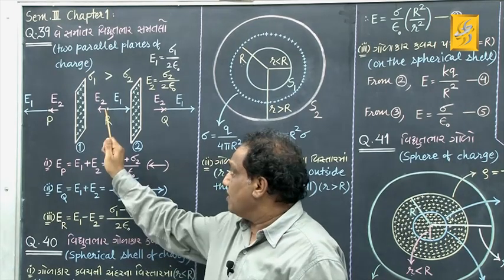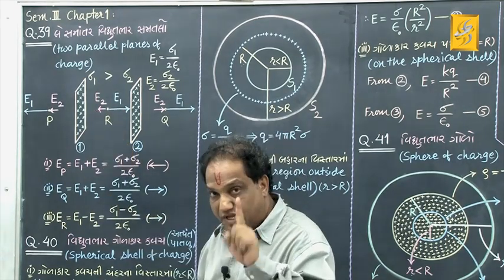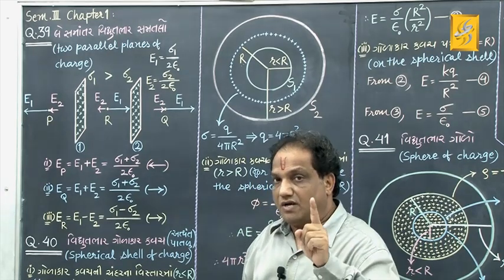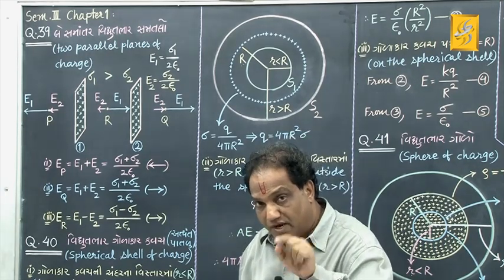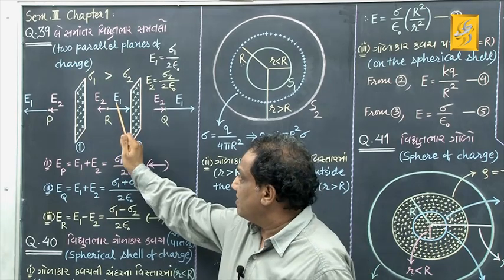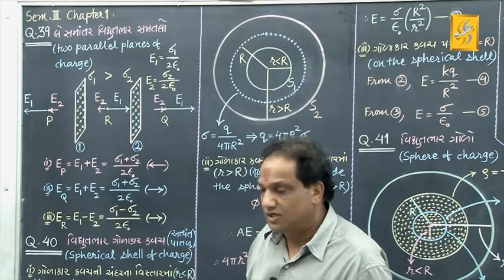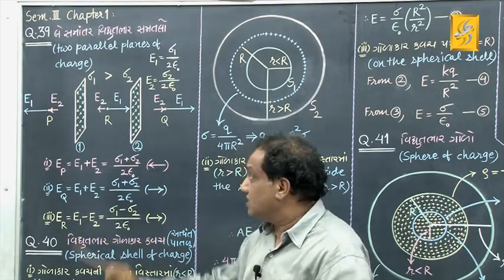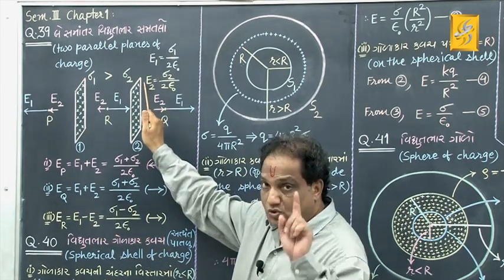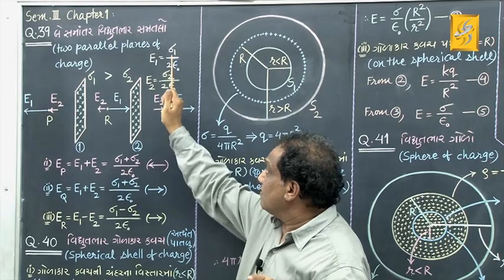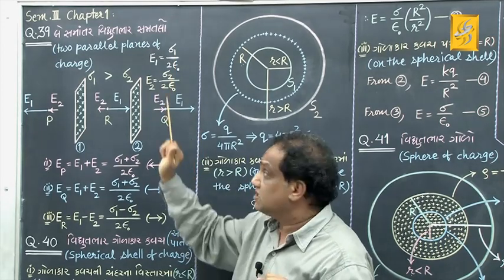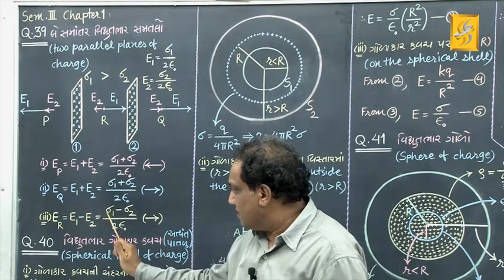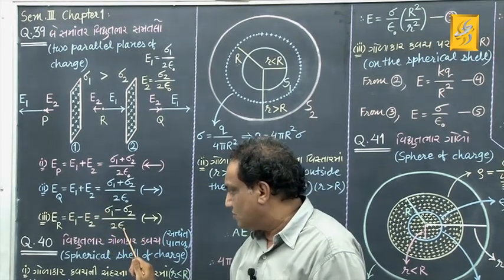Now tell me, because these two vectors are in opposite directions, you can take their subtraction. And how should you take the subtraction? Bigger minus smaller, so it must be E1 minus E2. So I am writing here E1 minus E2, correct? E1 minus E2 means this minus this, and when you take this minus this, it is sigma 1 minus sigma 2 upon 2 epsilon 0.